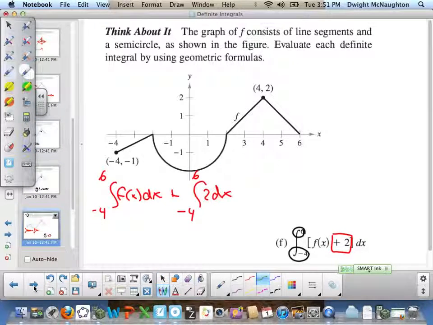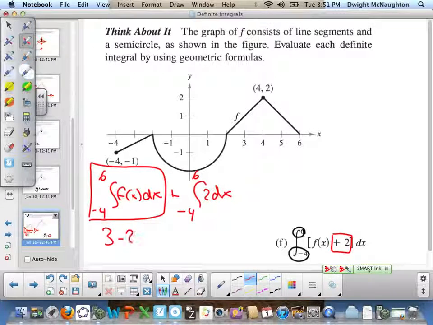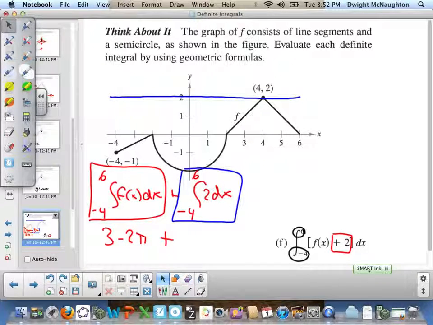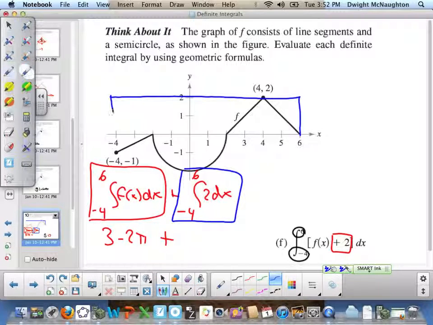So we got this part right here. 3 minus 2 pi plus, now what this is, it's the area under 2 from negative 4 to 6. So let's draw this new function here. Area under 2, we'll pretend that goes through 2. And so we're looking for the area under 2 from negative 4 to 6.